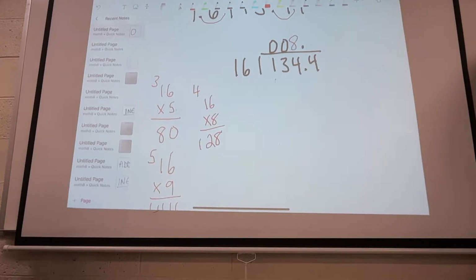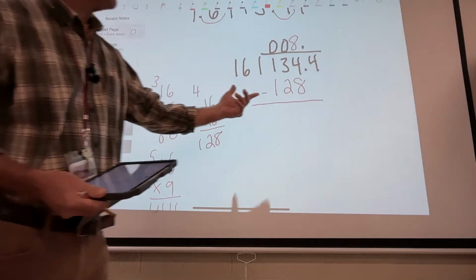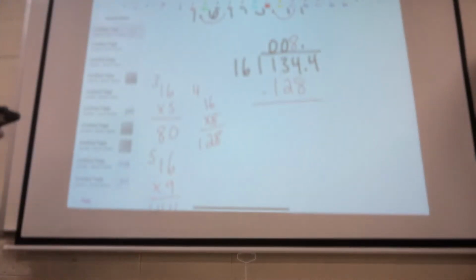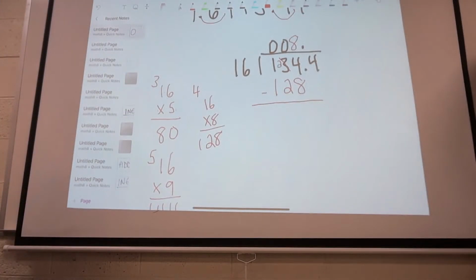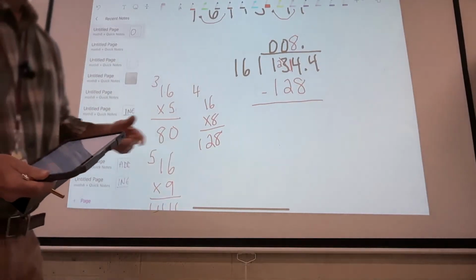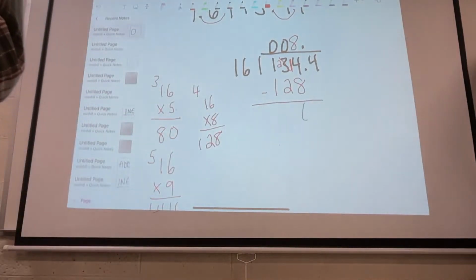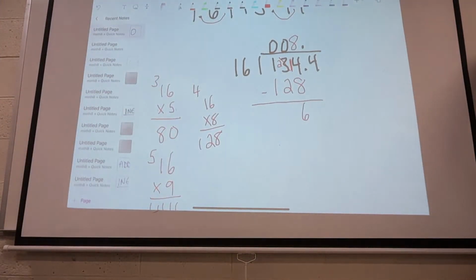8. 128, and we're going to subtract. Now 4 take away 8. Can't do it. Make the 3 a 2. Make the 4 a 14. 14 take away 8. 6. 2 take away 2 is 0. 1 take away 1 is 0. Okay. Bring the 4 down.